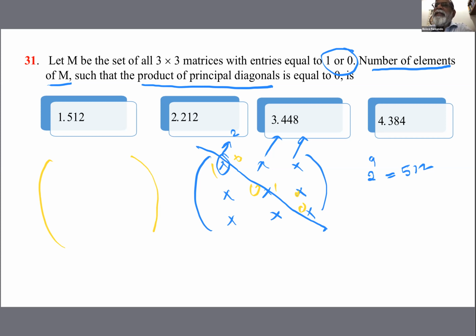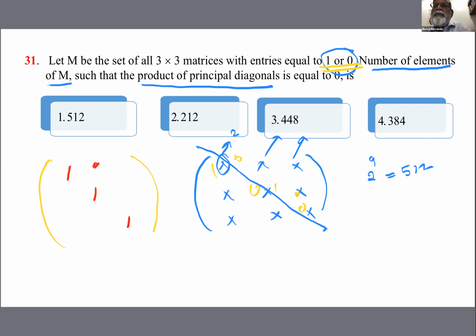So when will the product be not equal to 0? The entries are just 1 and 0. So it will not be 0 when you have all the 3 elements in the diagonals, 1 only. Suppose any one of them is 0, then the product will be 0. So the number of matrices with product of principal diagonal elements not 0 should have 1, 1, 1 in the diagonal.